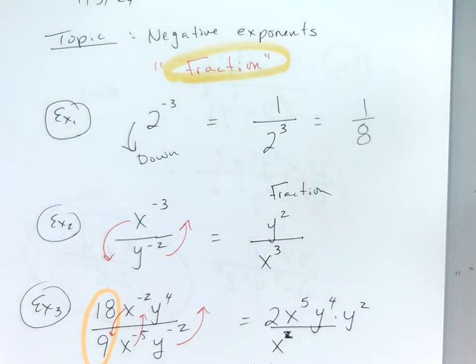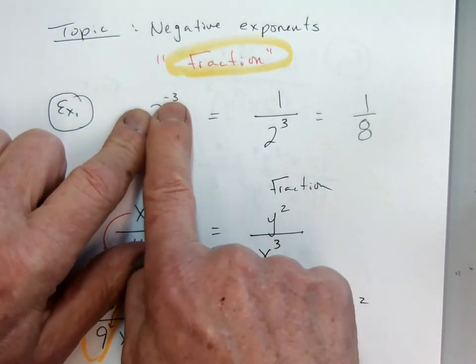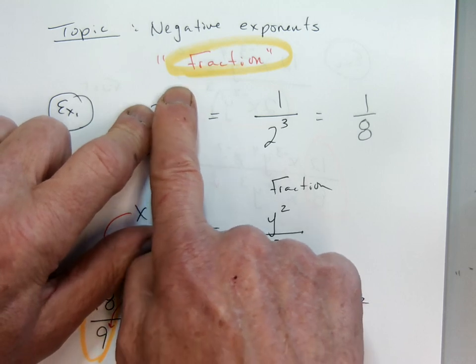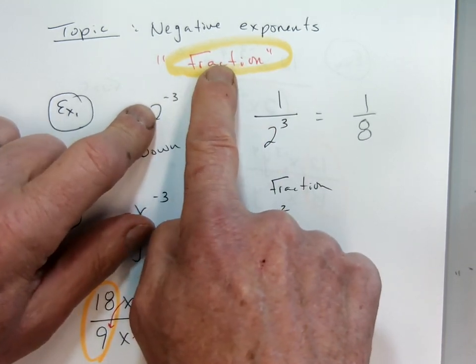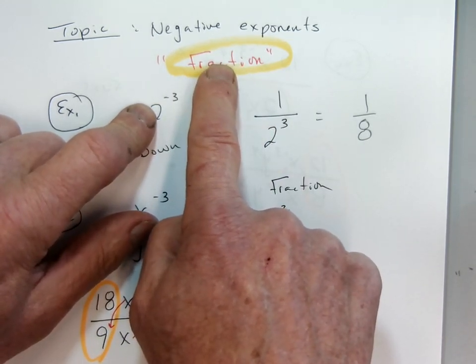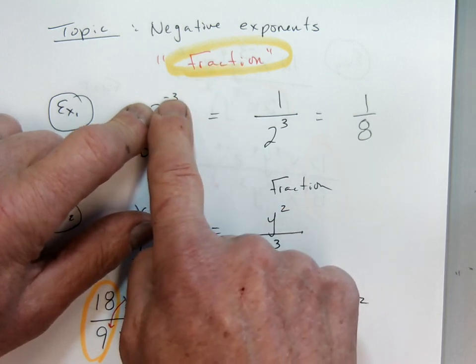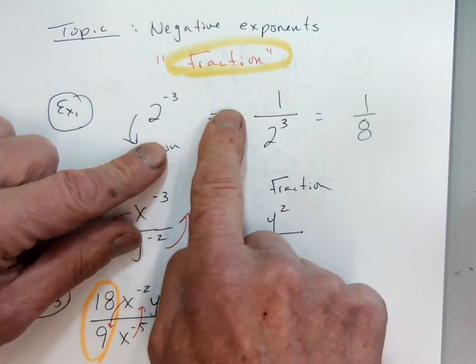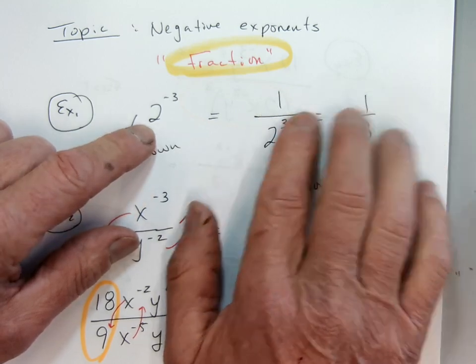Okay, everybody, we're going to talk about negative exponents. We need a little review on this. So whenever I see negative exponents, what I have to do is think a fraction bar. I think fraction, because with negative exponents, to make them positive, we have to move them. So think fraction. So on the first example, what I did is I made a fraction bar.